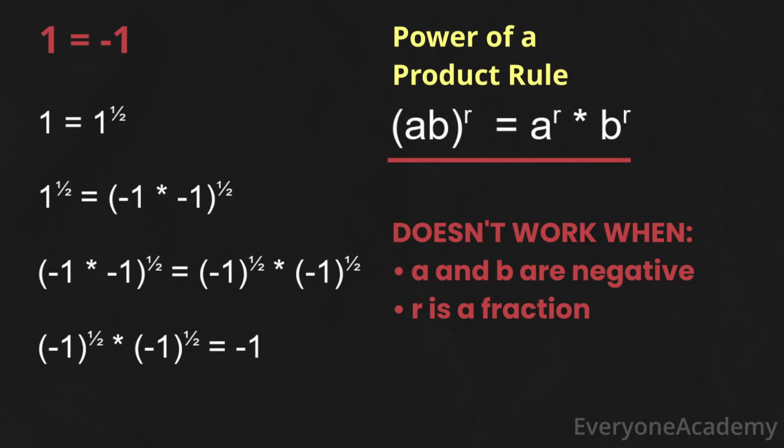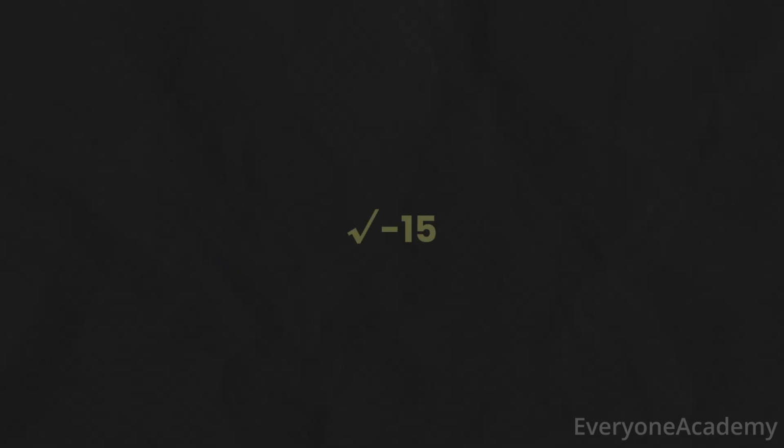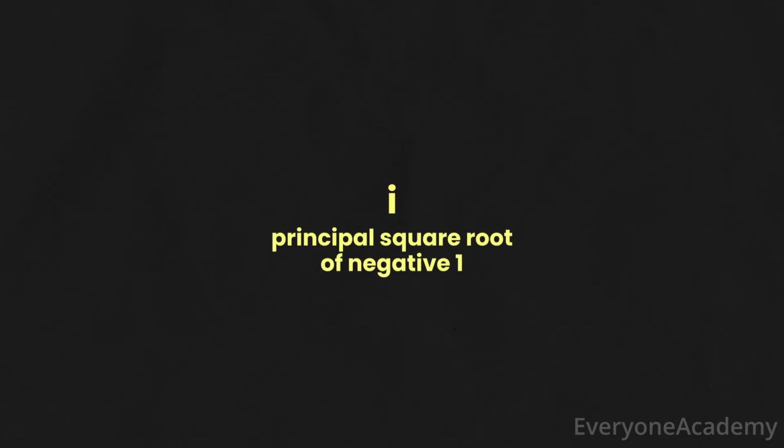Now that we know why we can't treat negative square roots just like positive square roots, what's the right way to use them in math? How should we express something like the square root of negative 15? When we talk about the square root of negative numbers, we use i, which is also called the imaginary unit. i is defined as the principal square root of negative 1.